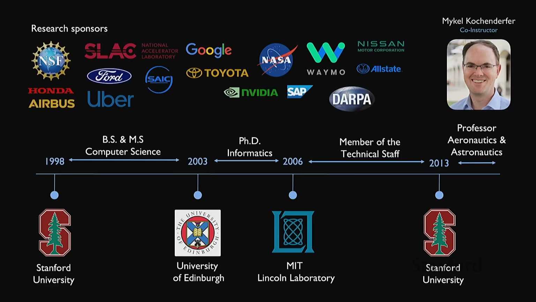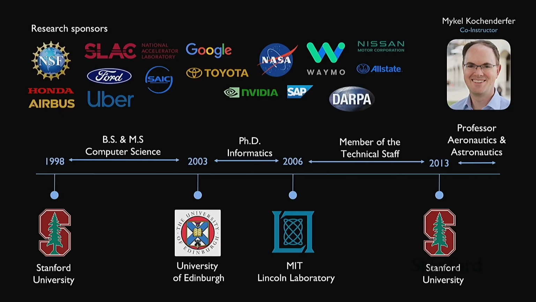So I came to Stanford originally as an undergrad and stayed for a co-term, then went to the University of Edinburgh for the PhD. I went to MIT Lincoln Laboratory, which is a fantastic place to work and make lifelong friends. And then I stayed there for 7 years working on ACAS-X and airspace modeling and other areas. And then I had the privilege of coming back here in 2013 and starting the Stanford Intelligent Systems Laboratory, or SISL. We've enjoyed collaborating with a number of different research sponsors, both government and industry.